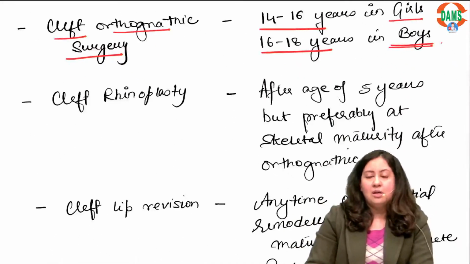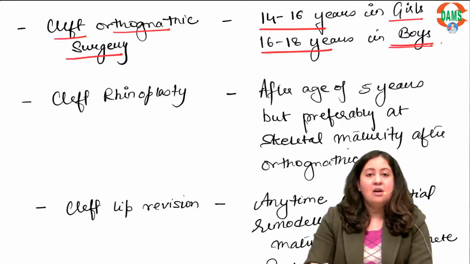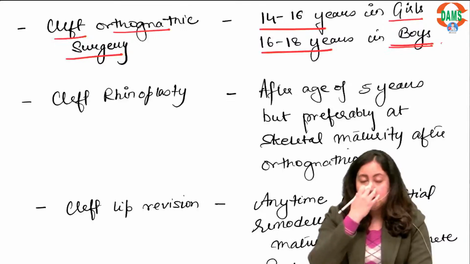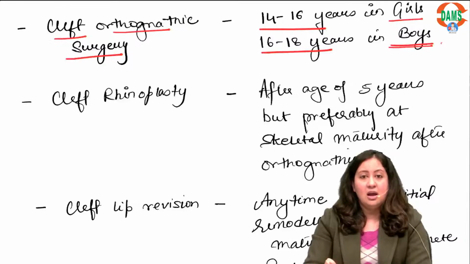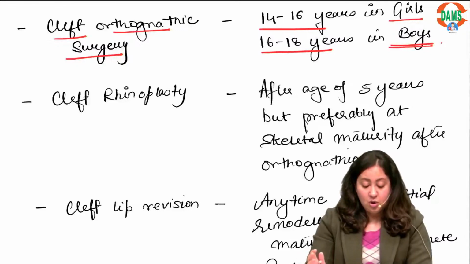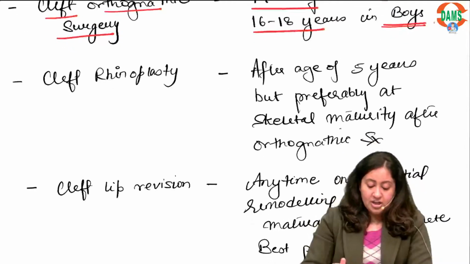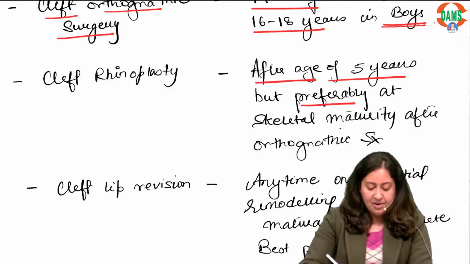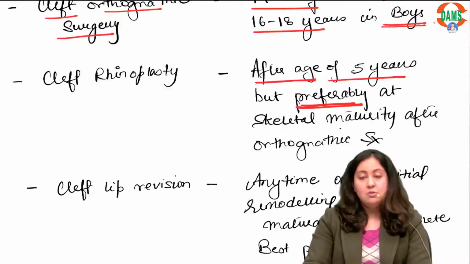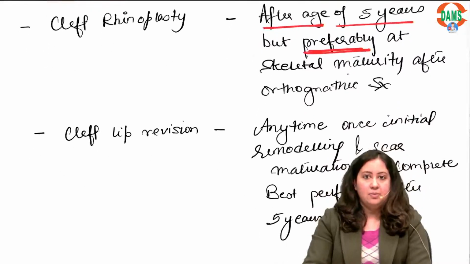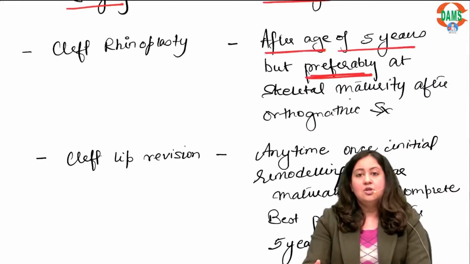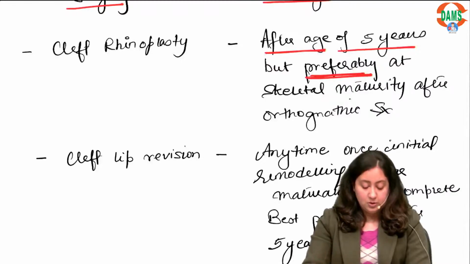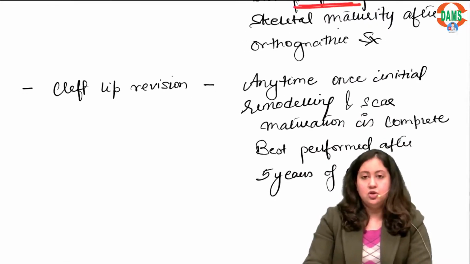Okay, now coming to cleft rhinoplasty. What is the need for rhinoplasty? In patients where they have a deformed nose, or they have the nasal bridge area also involved in the cleft, they will need correction of that also at a later stage. So it can be done after age of 5 years anytime, but it is preferably done at skeletal maturity and after orthognathic surgery. All right, why after skeletal maturity? Because then you don't expect the deformity to relapse due to growth spurts. Now, cleft lip revision.